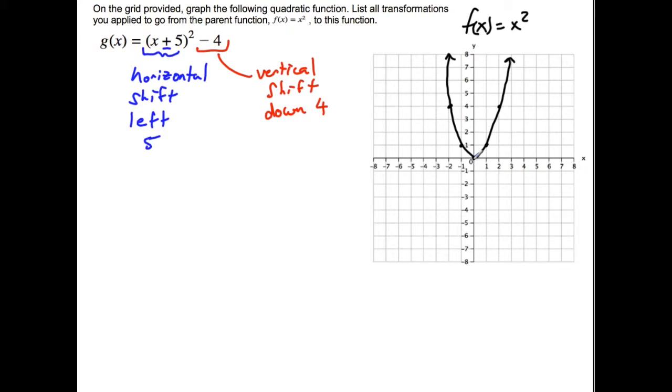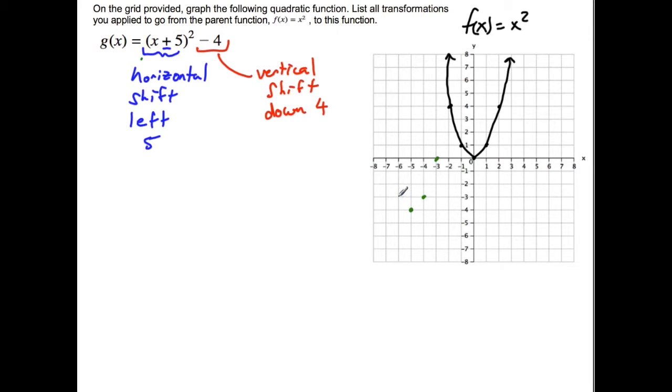So I'm going to take the vertex from our parent function. I'm going to go left 5, 1, 2, 3, 4, 5, and down 4. 1, 2, 3, 4. And there's no vertical stretch at all. There's no number out front. So I can just go over 1, up 1, over 2, up 4.